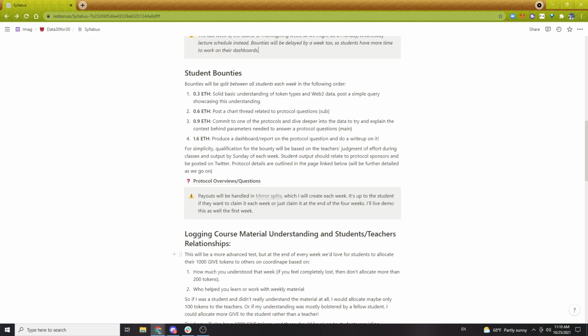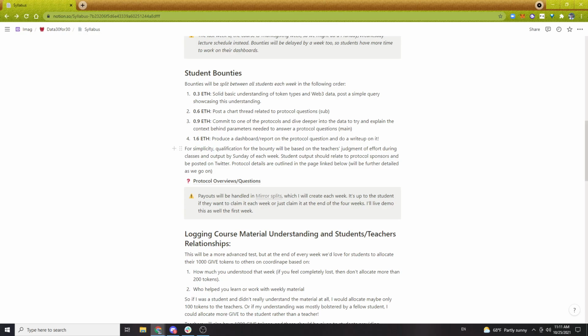And then that scales up each week up to 1.6 ETH by the fourth week, as the difficulty of output scales up. And if students don't complete the task, then other students get a larger share of that weekly pool, right? For simplicity, qualification of the bounty will be based on the teacher's judgment of effort during classes or during the week, and also judged by the output on Sunday of each week.